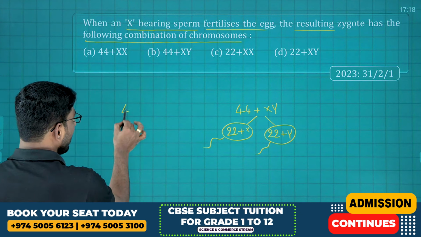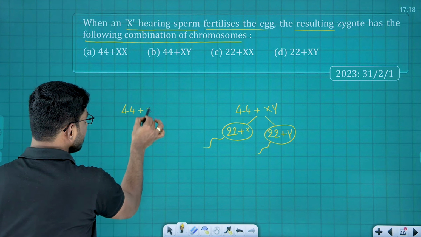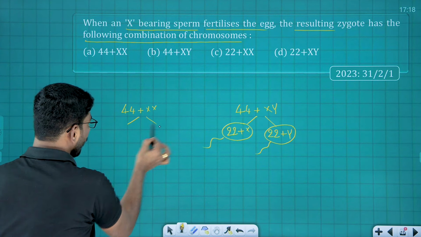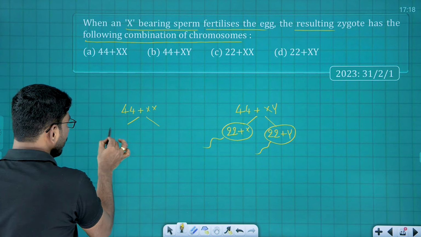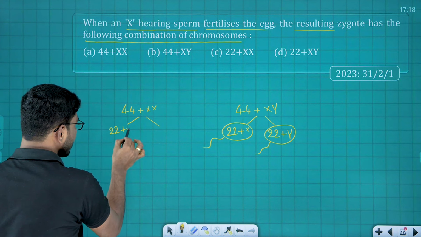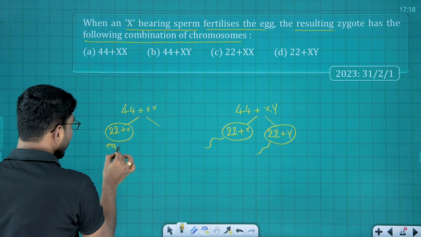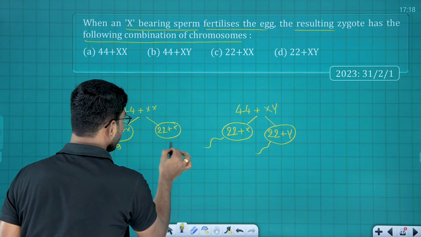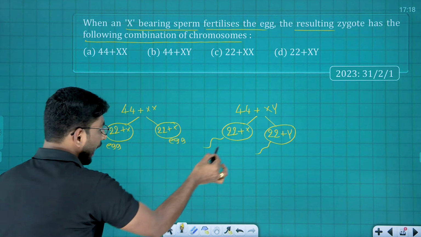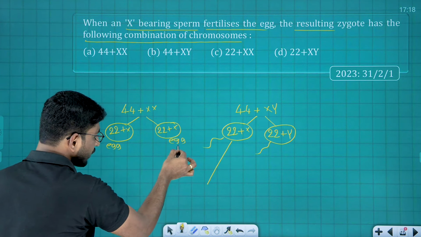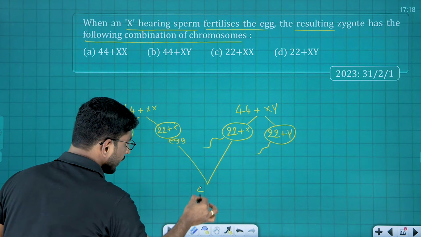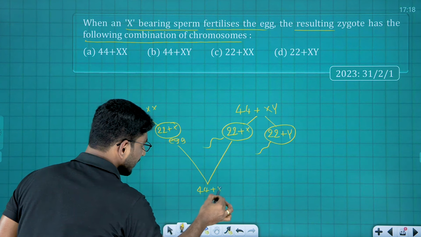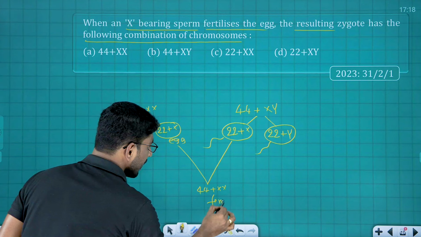Now what about female? 44 plus XX. Tell me, what is the egg chromosome combination? 22 plus X egg. This is one egg. Yes or no, student? 22 plus X chromosome, one more egg. Now tell me, X chromosome sperm, X chromosome egg, 44 plus XX female baby.